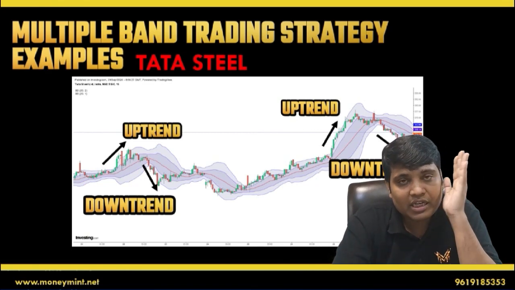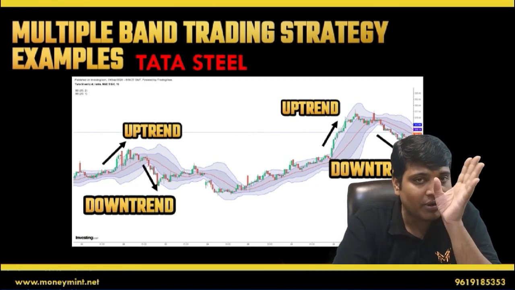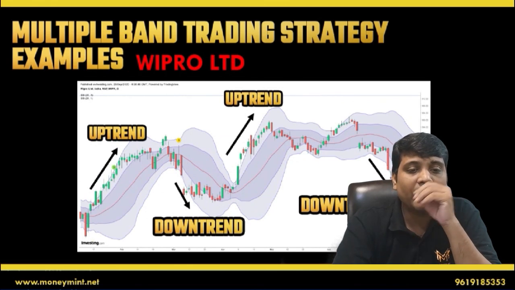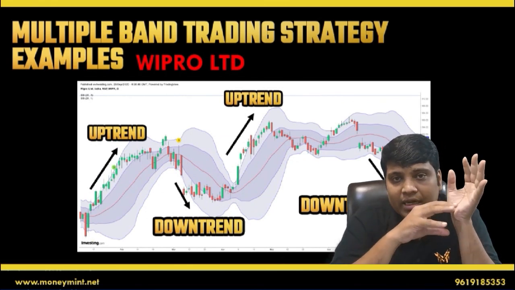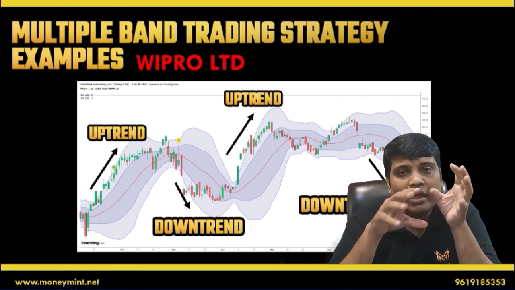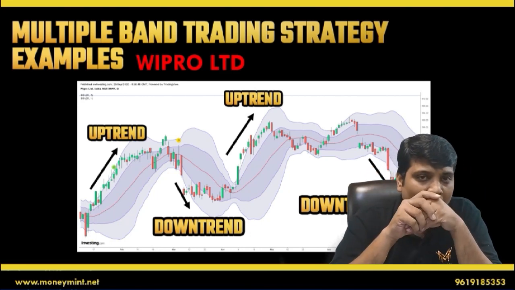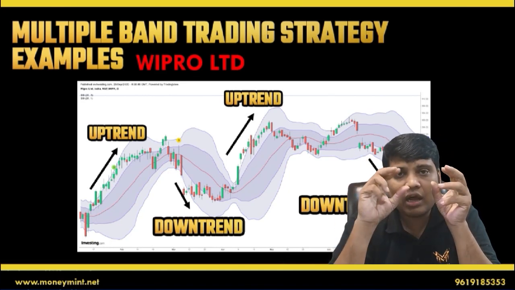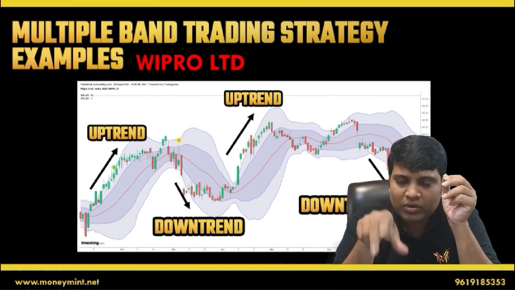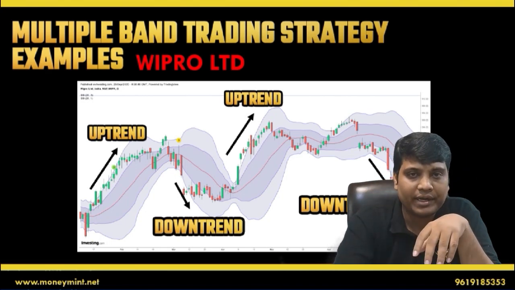And whenever the market is moving downward, you will find the market will never leave the lower Bollinger Band. Now you see Wipro. You will find in Wipro the market is continuously moving in uptrend, and then continuously moving in downtrend. Whenever it is moving in uptrend, it is continuously following the upper Bollinger Band. Whenever it is moving in downtrend, it is following the lower Bollinger Band.